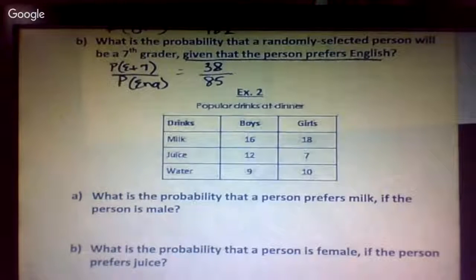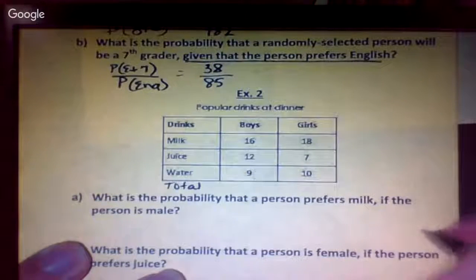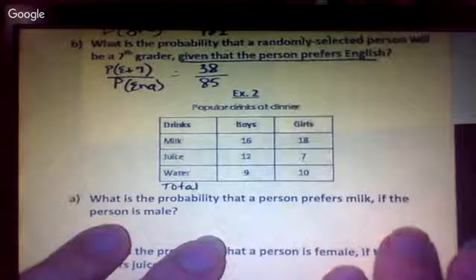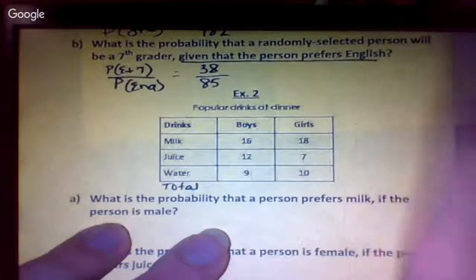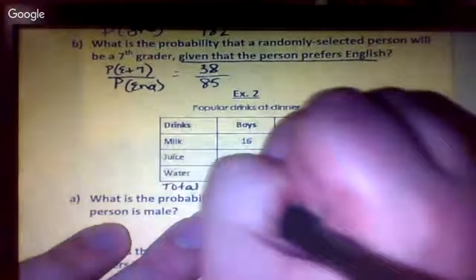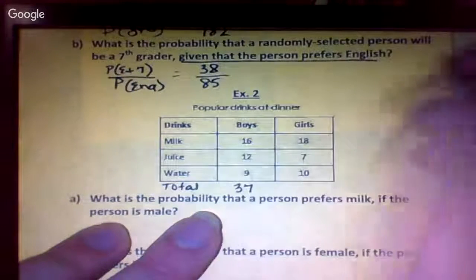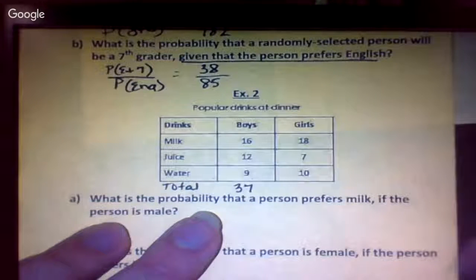Okay. There's a big problem with this two-way table versus the one you just had. What am I missing on this one? The totals. So what I would do is I would go through and put your totals on first. So I need a total of boys. There are 37 boys. I need a total on my girls.